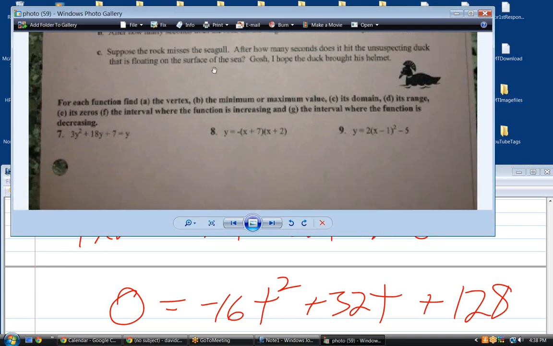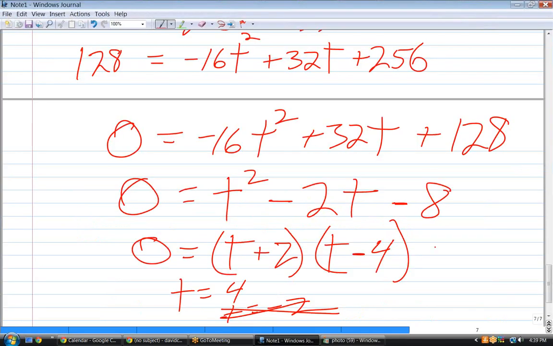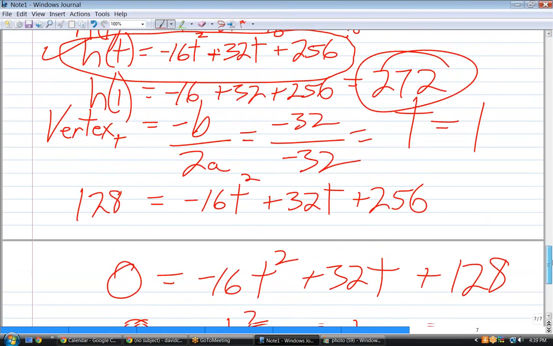Suppose the rock misses the seagull. After how many seconds does it hit the unsuspecting duck that is floating on the surface of the sea? So now, when we go back to our original equation, what are we going to substitute for h? This time we substituted 128 for h.